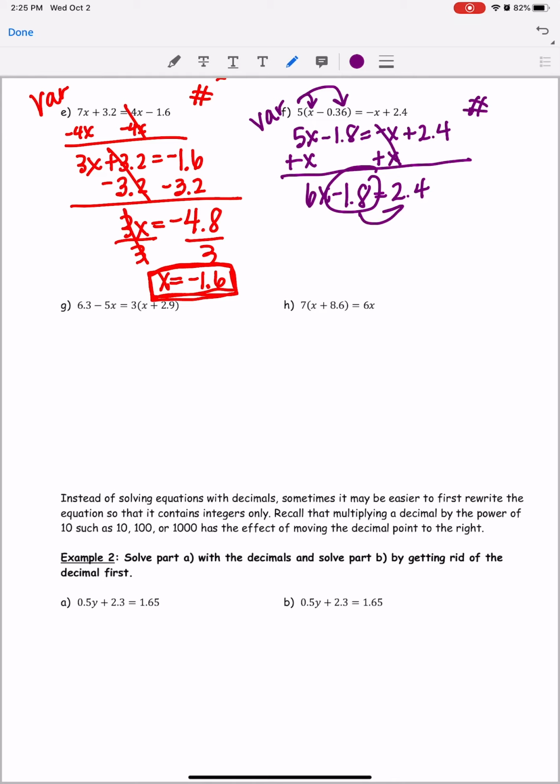Let's get our constant over here. So I need to move this over. So the opposite of a negative 1.8, or subtracting a 1.8, is to add it on over. So I've got 6x equals, put this in your calculator, we get 4.2. And then my last step is to divide. So we're going to divide both sides by 6. And we'll get x equals 0.7.